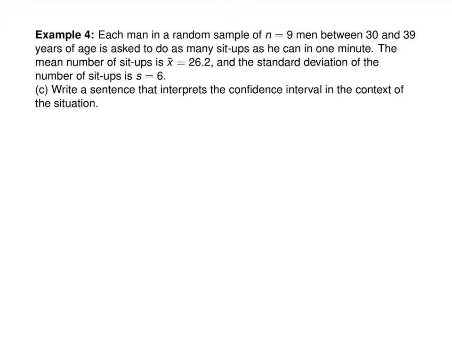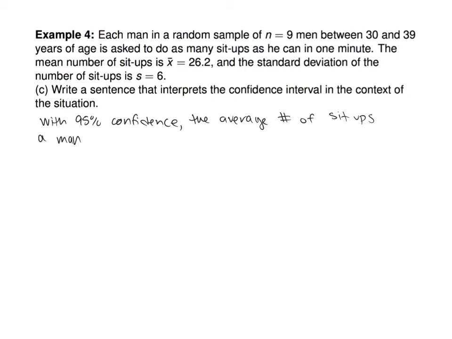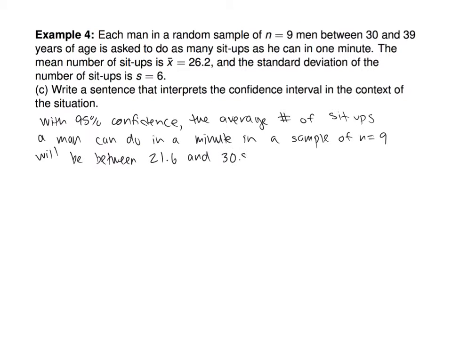Okay. All right. So interpret this. I would like you to, in your interpretation, state your confidence level. So with 95% confidence, the average number of sit-ups a man can do in a minute in a sample of n equals 9 will be between 21.6 and 30.8.